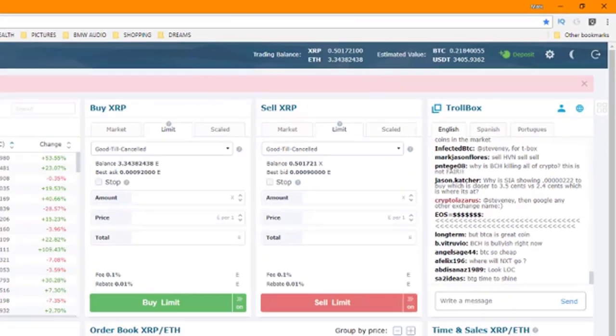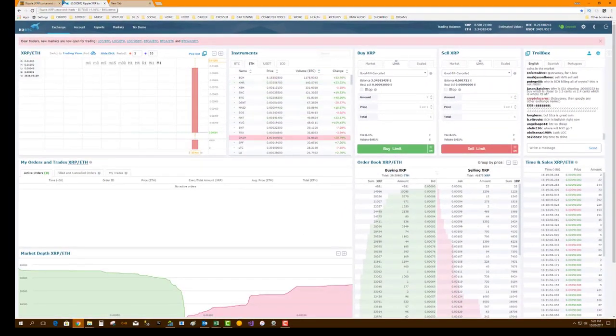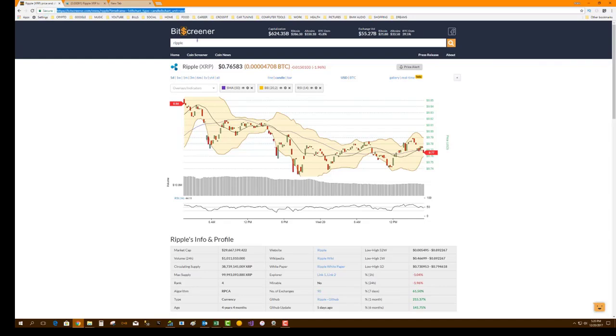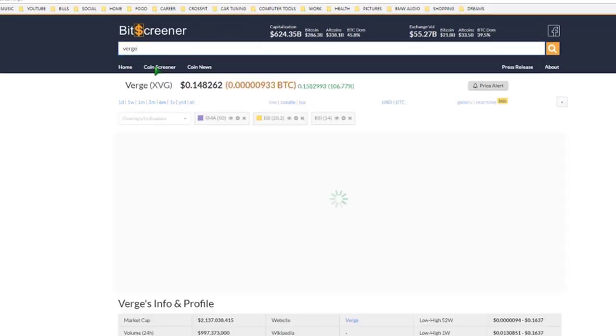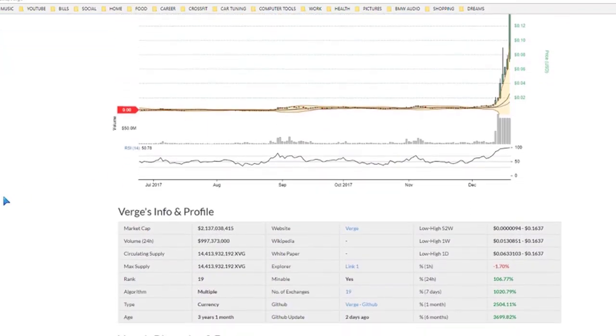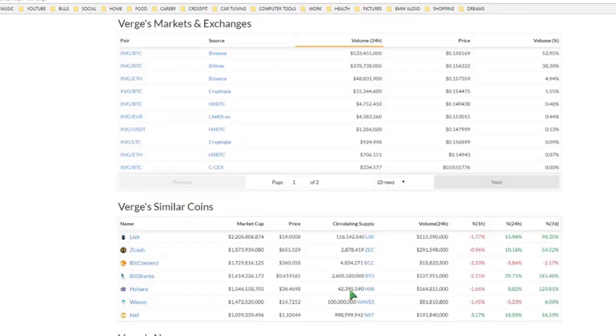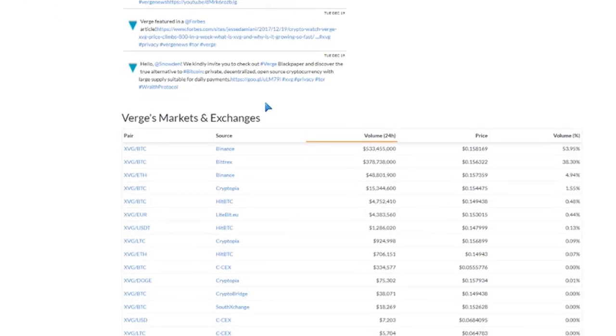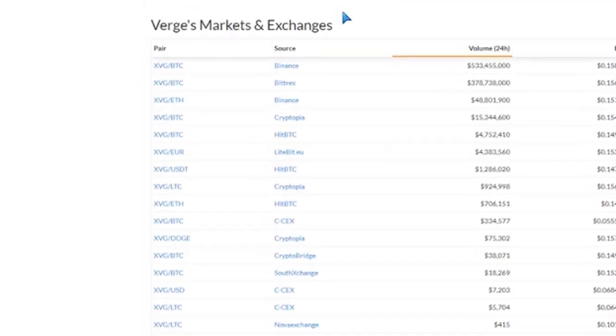So let's say that someone's told you about a new hot coin, such as XVG, aka Verge. We'll go over to BitScreener, one of my favorites. We'll type in Verge, and we can see that it is XVG. Okay, it's a great coin. It's performed really well. We're going to go down to number of exchanges, and then we're going to click on that and expand this, and now basically this will show all of the available markets that you can trade Verge in.